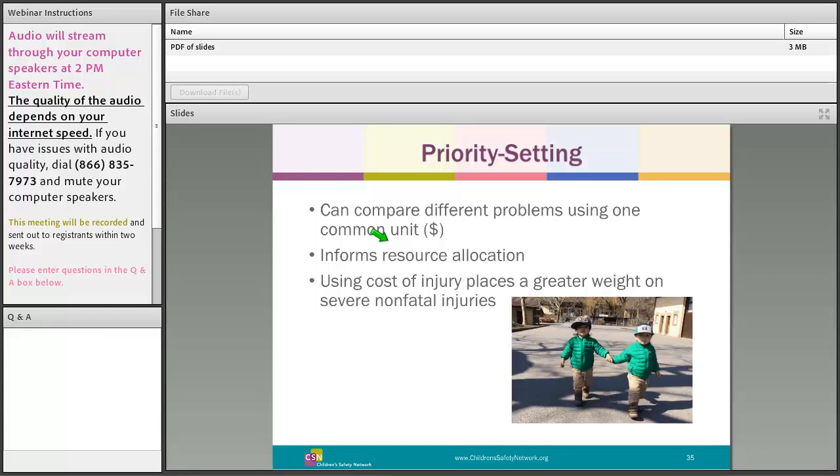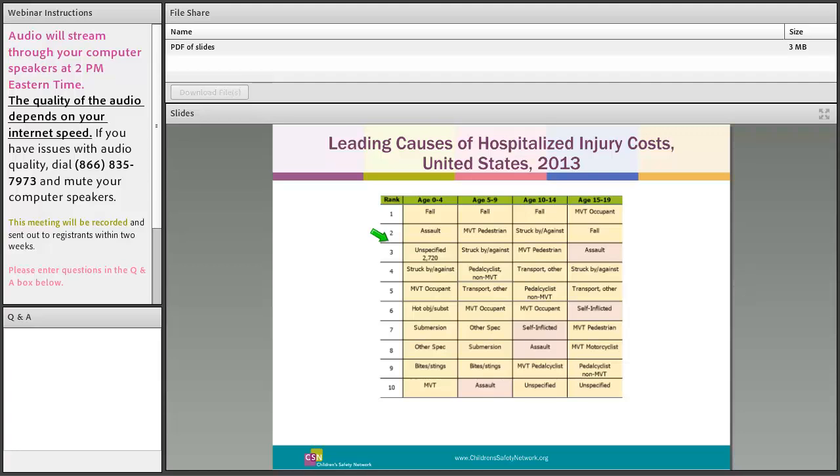It'll just help you out. It won't make your decision for you, but it'll help. So for example, we put together the leading causes of hospitalized injury costs in the United States for 2013. This is hot off the press. I just created these.